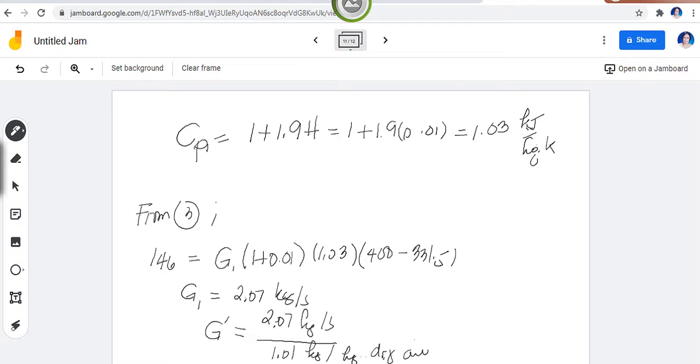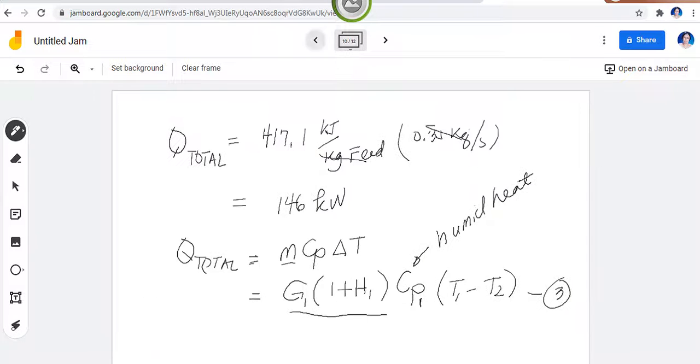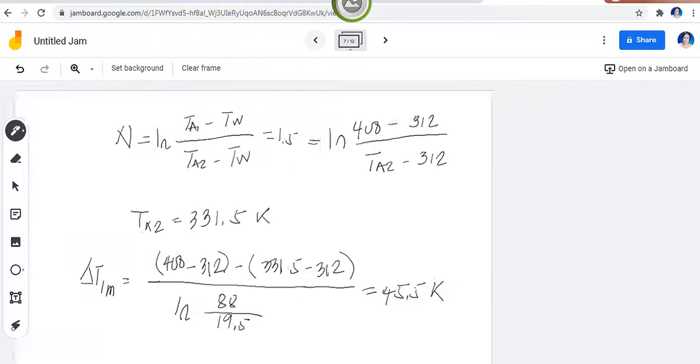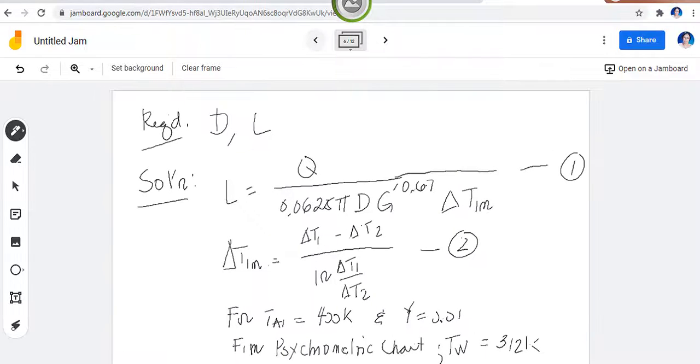So in this case, if you divide this total mass flow rate of air and water vapor by 1.01, you'll be getting a value of 2.05 kilogram per second. So now you have determined the G, and that's the G for your formula here. So let's check in our formula what we already know so far, that way we can determine what it is that we still lack.